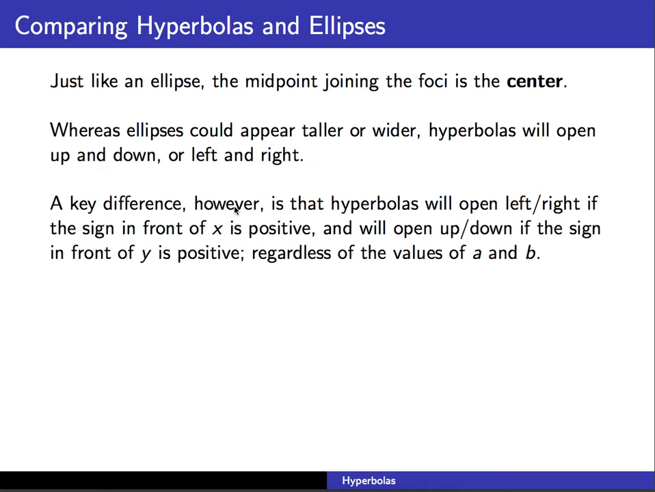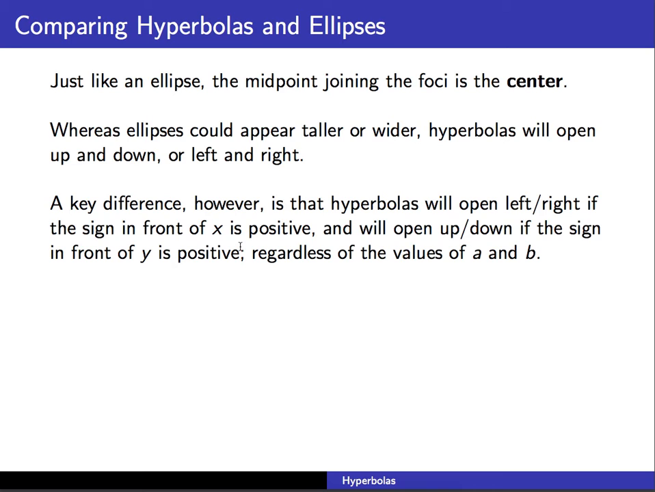One of the differences is that hyperbolas will open left and right if the sign in front of the x variable is positive, and will open up and down if the sign in front of the y variable is positive, regardless of the values of a and b. So with ellipses, we looked at the larger denominator, which told us it's going to be tall if the bigger denominator is below the y, or wide if the bigger denominator is below the x. With hyperbolas, those denominators mean nothing. It's what's in front of our variables.